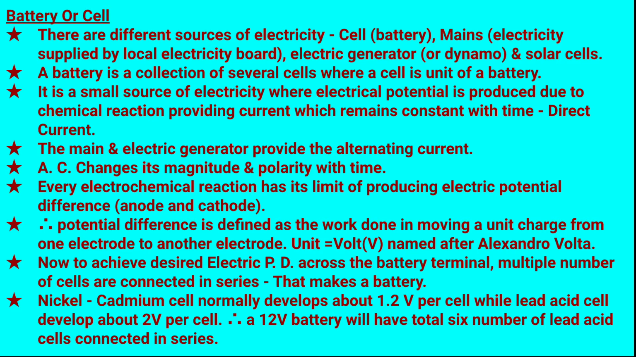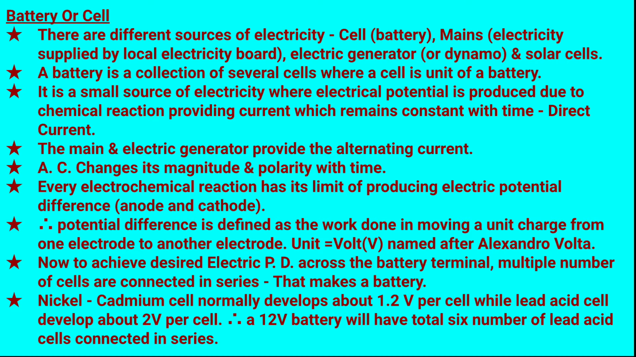In a battery, electrical potential is produced by the chemical reaction taking place inside the cell, providing current which remains constant with time. This is known as direct current. The mains and the electric generator provide alternating current. In direct current, the current remains constant with time, but in alternating current, it changes its magnitude and polarity with time.